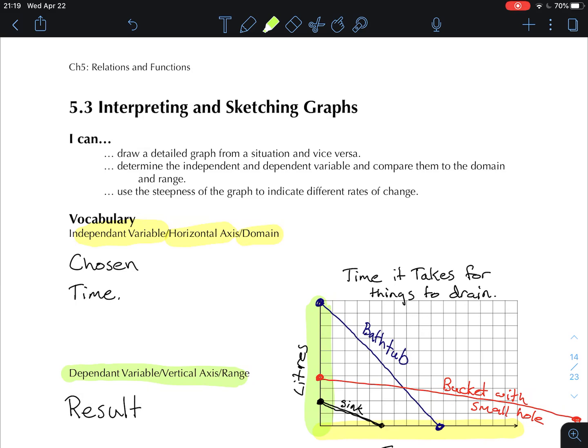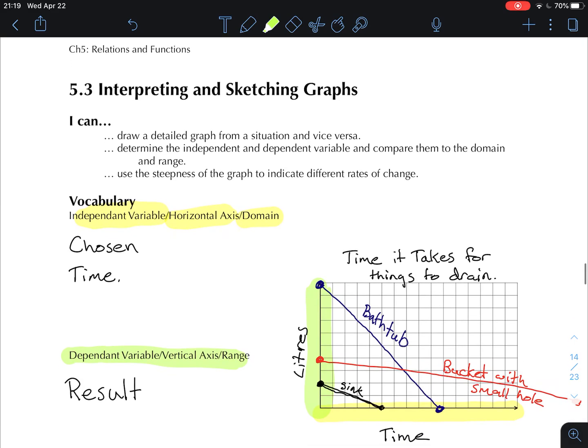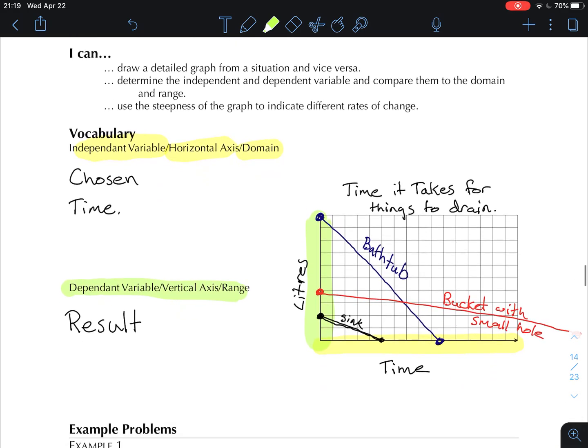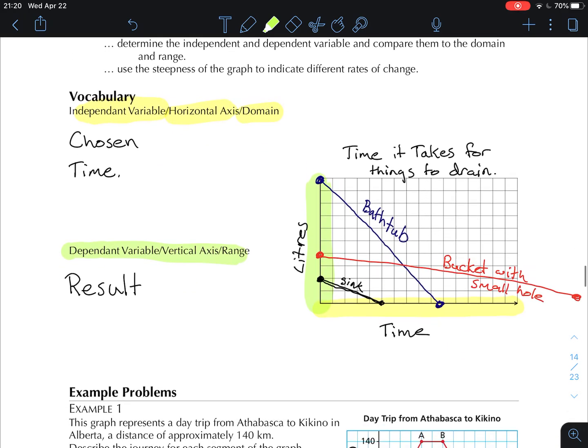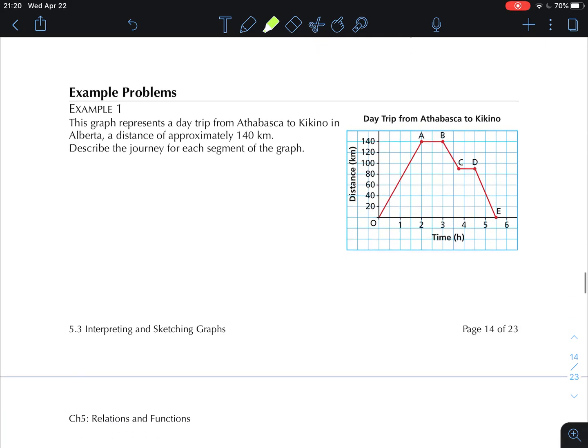Hello, this is Mr. Stein, and in this video we are going to go through the example problems about interpreting and sketching graphs. After this lesson, you should be able to draw a detailed graph from a situation and vice versa, determine the independent and dependent variables and compare them to the domain and range, use the steepness of a graph to indicate different rates of change.